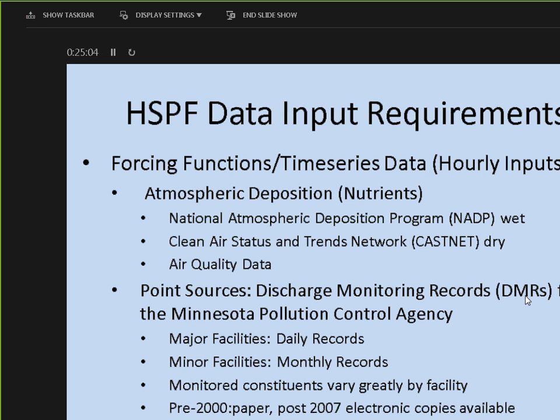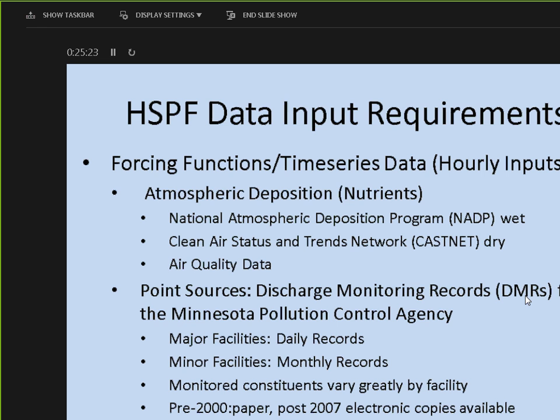We obviously have to add in the point sources because they make contributions of nutrients to the river, and so they're obviously not part of the non-point simulation, so we have to dump those in. If we didn't include them, then we'd wind up overestimating the non-point flows.